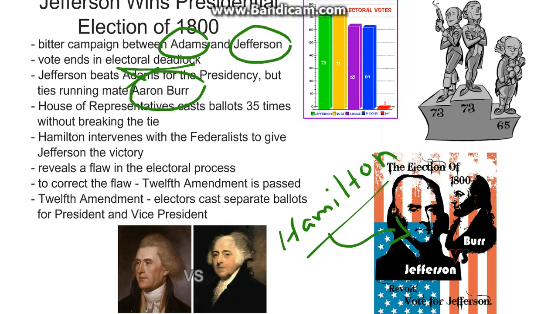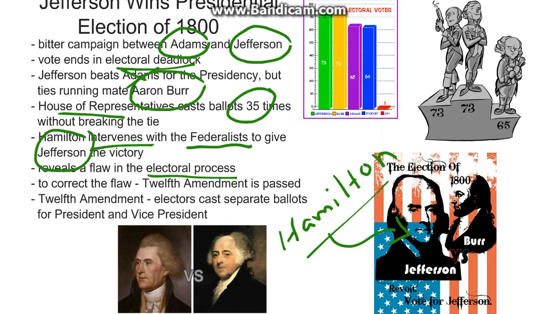In the situation of a tie, the House of Representatives has to vote to break the tie, and they cast ballots 35 times without being able to break the tie between Jefferson and Burr. Alexander Hamilton, who didn't like Jefferson but didn't like Aaron Burr even more, intervenes and talks some of the Federalists into changing their vote to vote for Jefferson. This reveals a flaw in the electoral process.